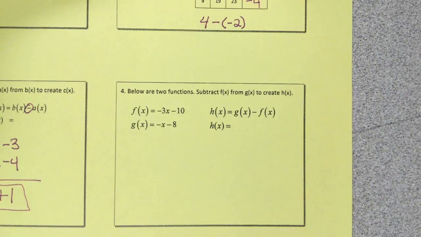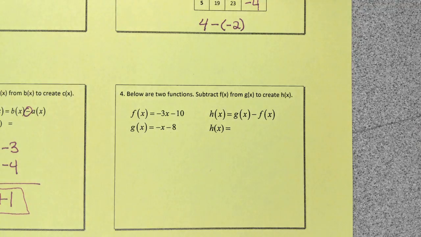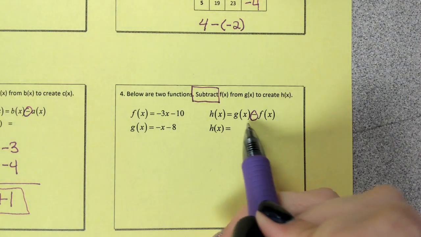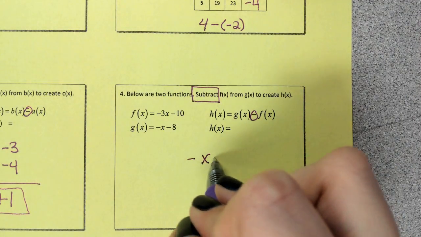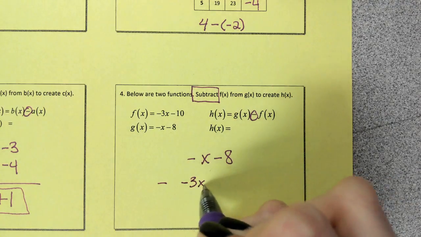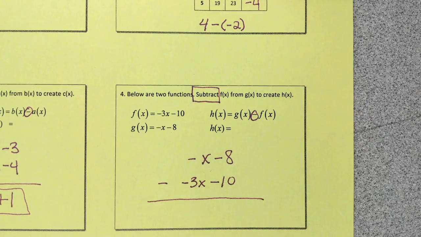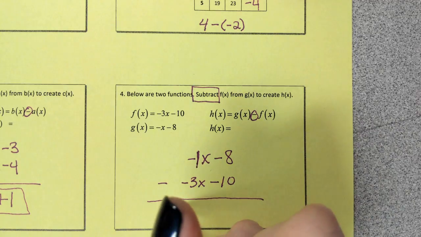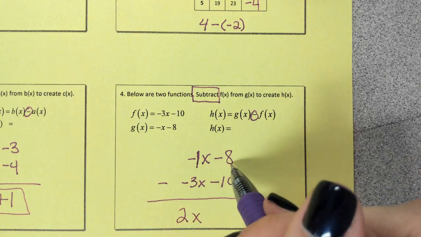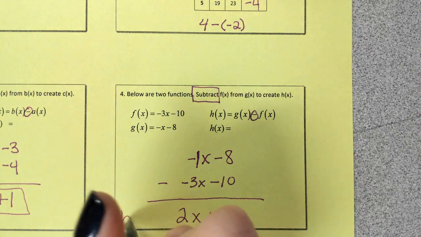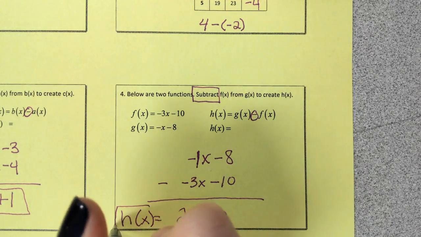Number 4, again, same thing. Please pay attention to that sign. Even the word up here says subtract. You put your g of x on top. So you have -x minus 8 minus your f of x, which is -3x minus 10. And we solved that. So negative x, this is understood to be 1. -1 minus -3 is 2x. And -8 minus -10 is +2. And that is what h of x equals.